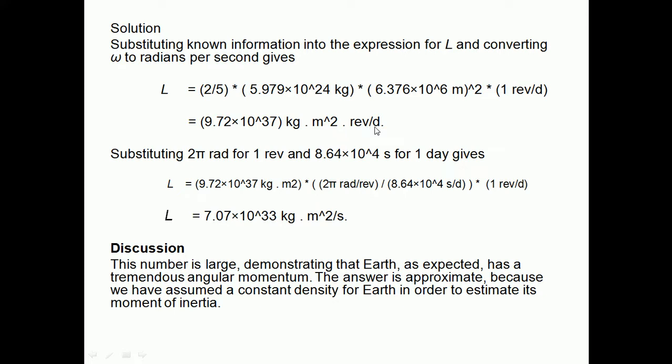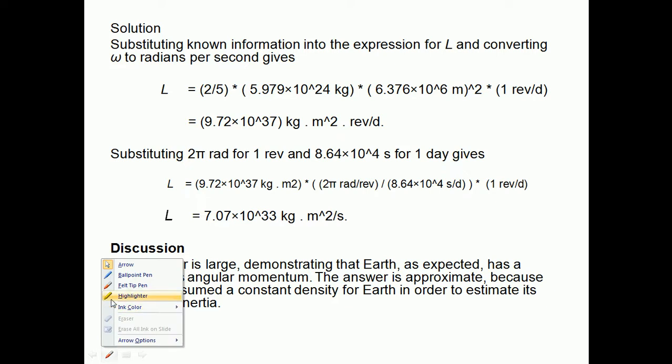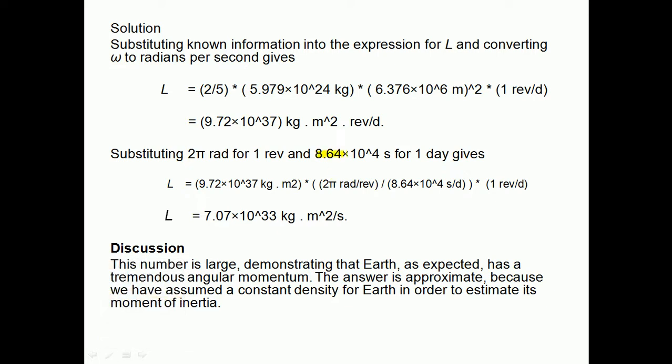But we want to change it, not in revolutions. So substitute 2π radians for the revolution. You remember, one revolution is equal to 2π. We already know the value for one day is given. These are the number of seconds in 24 hours, so 8.64 × 10^4 are the seconds. I will highlight this one also. So this is the seconds in a day.